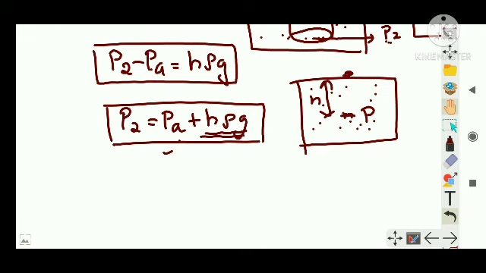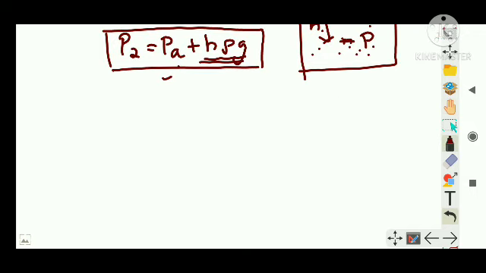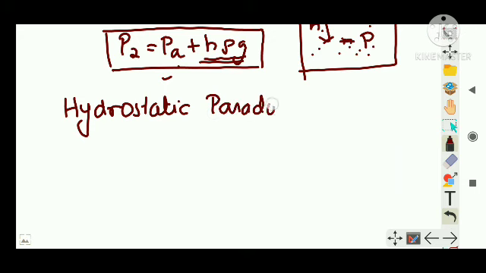Clear? Okay, before going to the problem section, I would have to continue the theory section itself, then we'll go for the problem section. Next, I want to talk about hydrostatic paradox. This and all are there in your textbook, guys. These are your textbook topics itself.